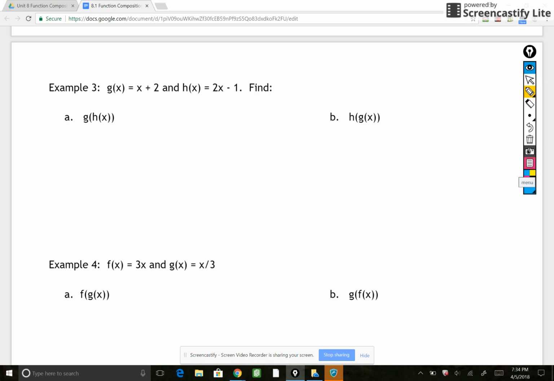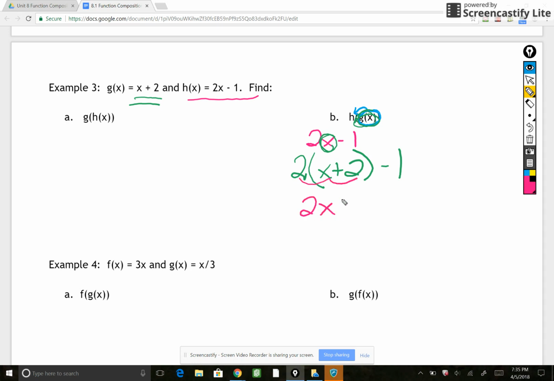Let's look at the second one. Here g is my middle function, h is my outside. So you want to take g and plug it into h. My h function is 2x minus 1. You want to replace the x with the g function. So 2 times x, and my g function is x plus 2, so I'm going to replace x with x plus 2. And then your last step is to distribute and simplify. So your final answer would be 2x plus 3.